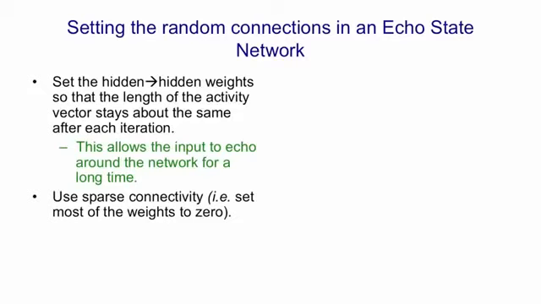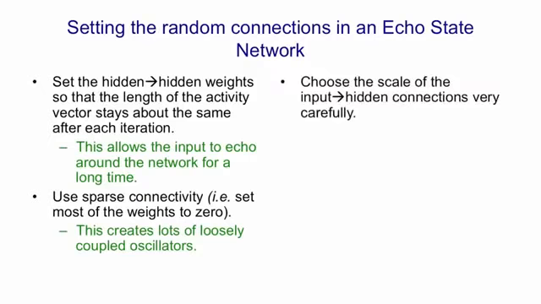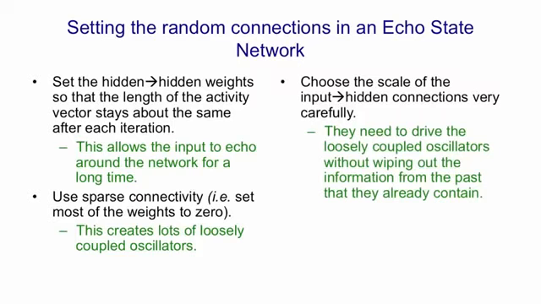It's also important to use sparse connectivity. So instead of having lots of medium-sized weights, we have a few quite large weights, and nearly all the weights are 0 in the hidden-to-hidden connections. What this does is it makes a lot of loosely coupled oscillators. So information can hang around in one part of the net without being propagated to other parts of the net too quickly. It's also important to choose the scale of the input to hidden connections very carefully. Those connections need to drive the states of the loosely coupled oscillators, but they mustn't wipe out information that those oscillators contain about the recent history.